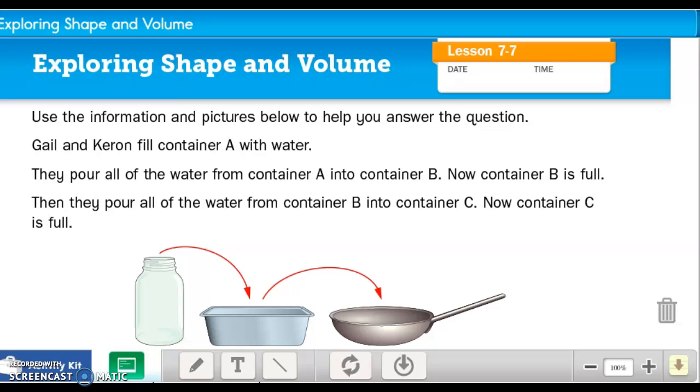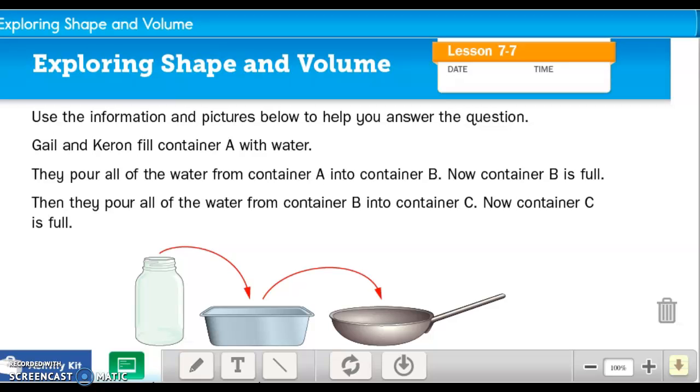For this part of the lesson, we are exploring shape and volume. If you remember last week, we talked about volume, which is measuring liquid. So as we're looking at these, try to think what you should be on slide 6 of Everyday Math Online, or if you have your math journal, please turn to page 236 and we will look at this together.